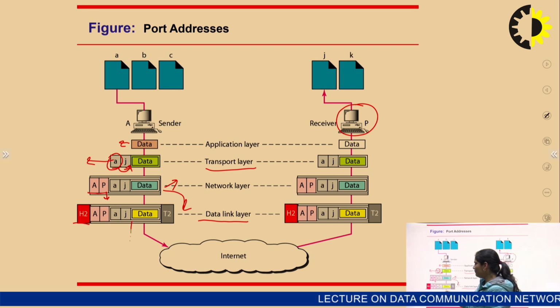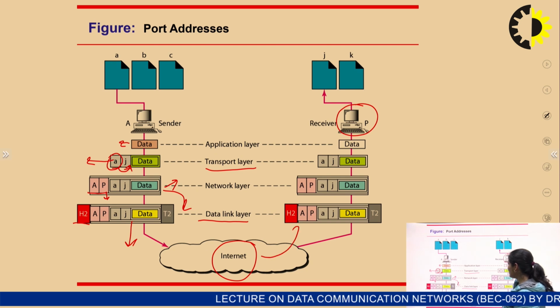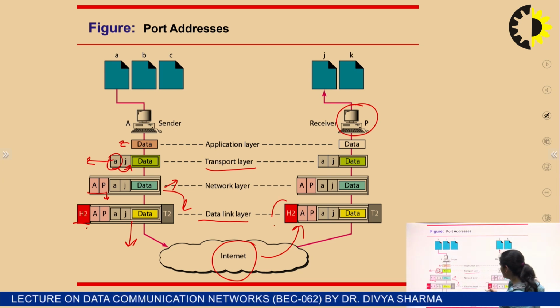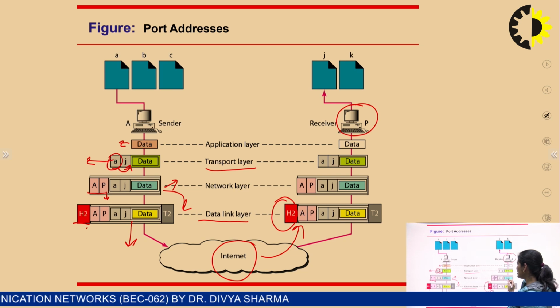So now from here we are sending data through the internet, and the data is received at the physical layer of the receiver. First, at the data link layer, we remove this physical address and we get data with logical addresses A and P, and these are the port addresses A to J, and data.